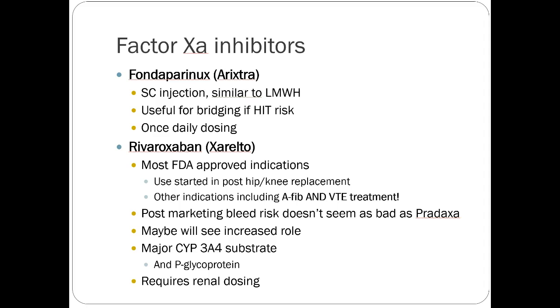So factor Xa inhibitors are sort of the new, most common ones that you're going to see. There's a bunch of different ones on the market. I'll talk about Fondaparinux first. Fondaparinux is the oldest factor Xa inhibitor. It's not oral, so kind of put this one in a separate category from what we've been talking about for a second. This is more like an enoxaparin equivalent medication.